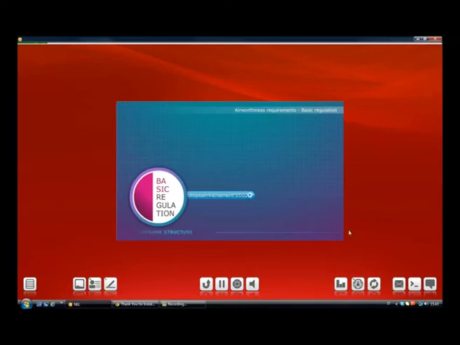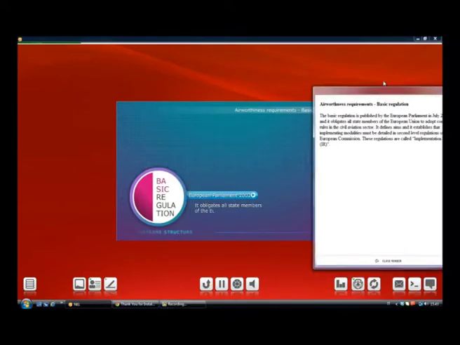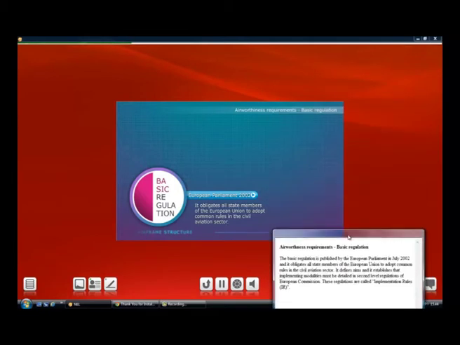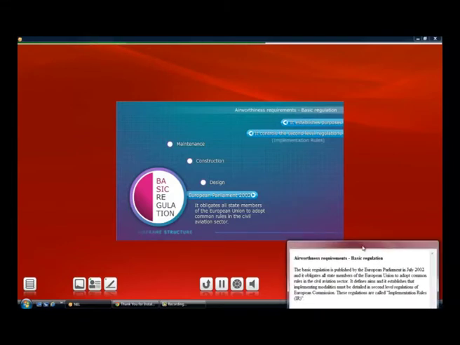is published by the European Parliament in July 2002, and it obligates all state members of the European Union to adopt common rules in the civil aviation sector. The basic regulation examines aspects about design, construction, and maintenance of aircraft. It establishes purposes, and it defines that the implementing modalities must be detailed in second-level regulations of the European Commission. These regulations are called Implementation Rules, IR.